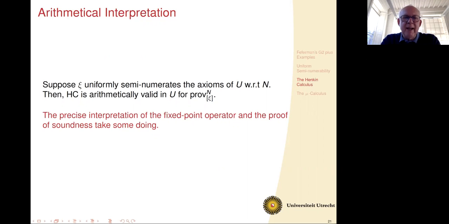And so we simply have that whenever we have a uniform semi-numeration of the axioms, the Hankin calculus is arithmetically valid. And so in all these cases, we have, for example, the de Jong-Sambin-Bernardnik theorem of the uniqueness of the fixed points.